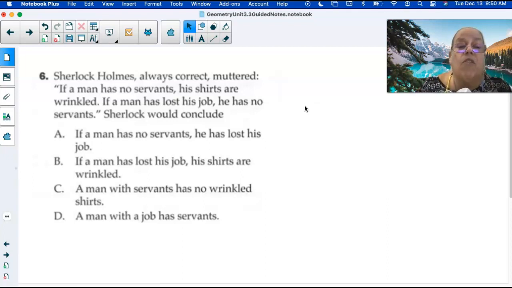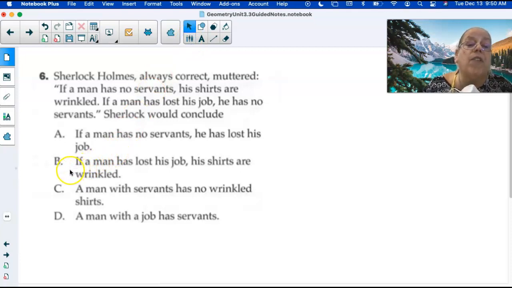If a man has lost his job, his shirts are wrinkled. Oh, look at that. Because notice here, if a man has no servants, his shirts are wrinkled. If a man has lost his job, he has no servants. Look, servants are in both of these, so we could kind of remove it. So if a man has lost his job, his shirts are wrinkled. What do you think of that?